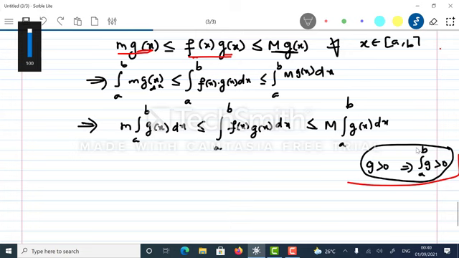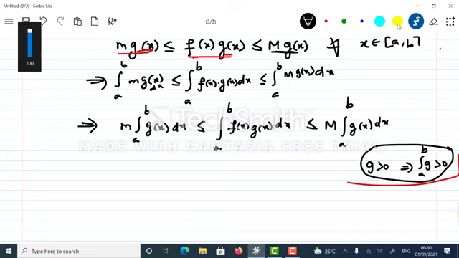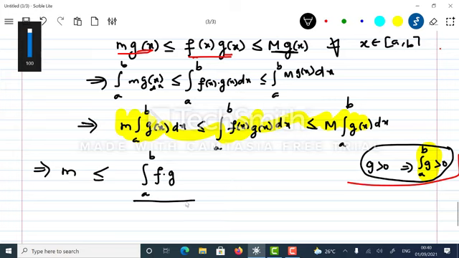First of all, one should understand that integral a to b g of x is a number, so I can divide this entire expression by the number integral a to b g of x. If I divide, then the inequality will not change, so it will be m less than equal to integral a to b f of x g of x, divided by integral a to b g of x, and here the integrals will get cancelled.